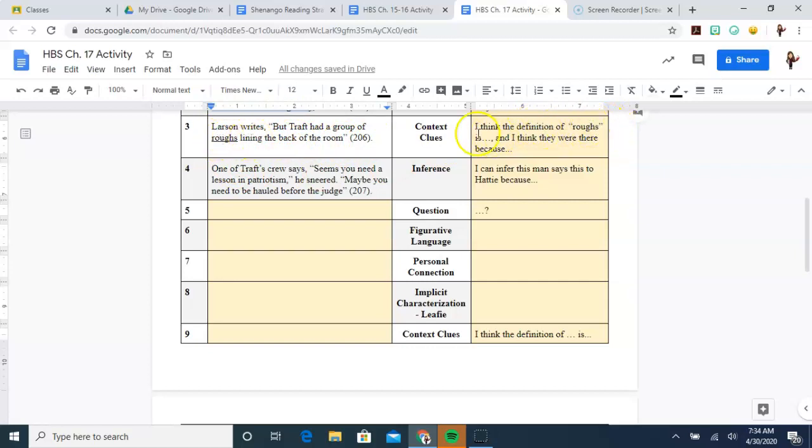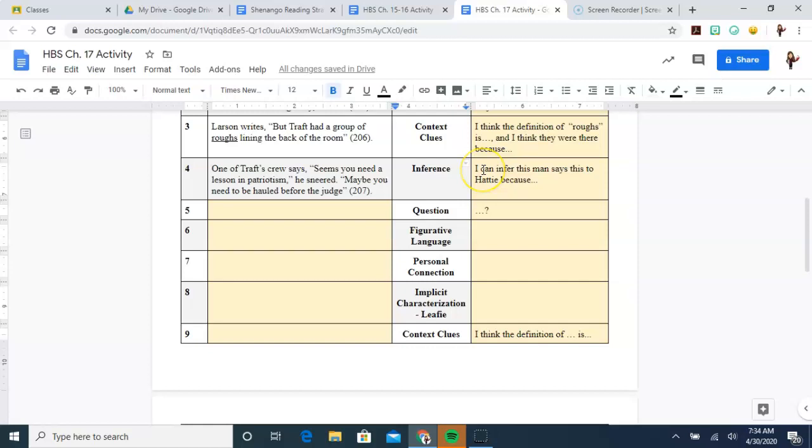I think the definition of roughs is, tell me right here, delete this ellipsis. And I think that they were blank because, what's your reasoning for thinking that? Why do you think that's what the word means? Make sure you get rid of this ellipsis. Okay, take these out. That's just telling you you need to fill in those blanks. All right, inference.